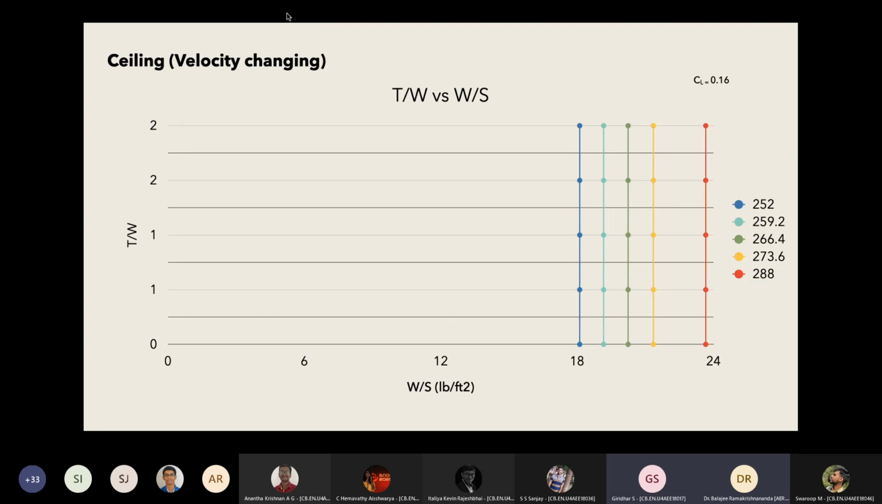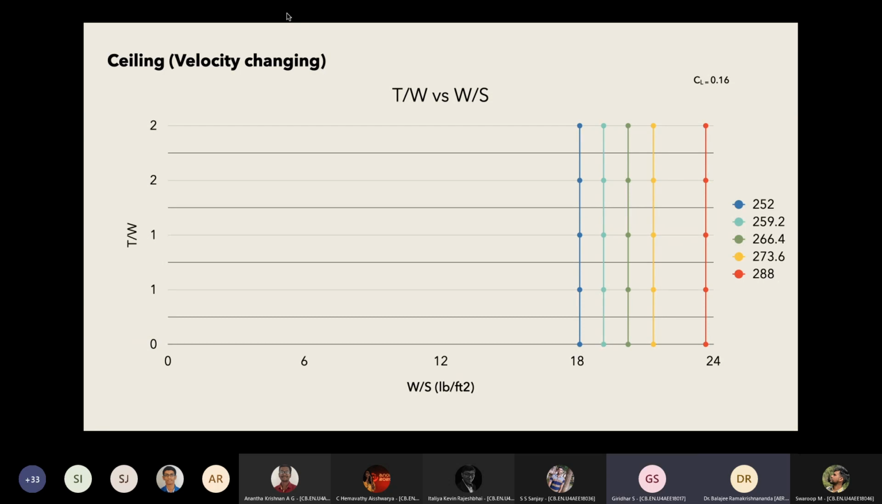Don't change the velocity. Keep the velocity fixed at the given value. And then probably if you vary the density, we'll know. The one with lesser density will be on the left hand side. That is a feasible region.